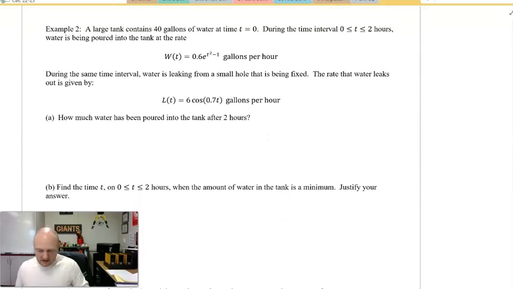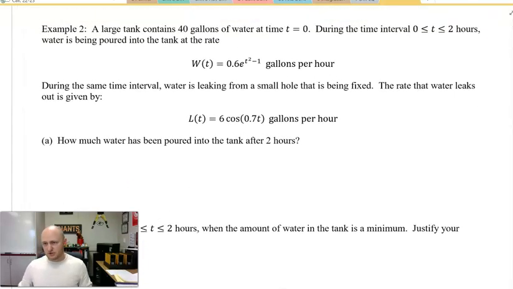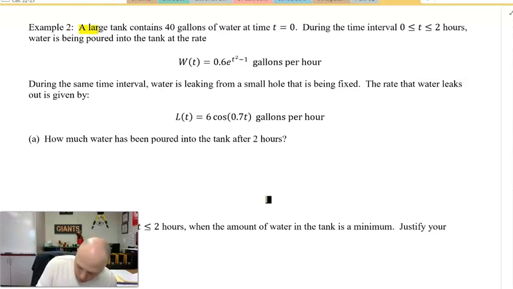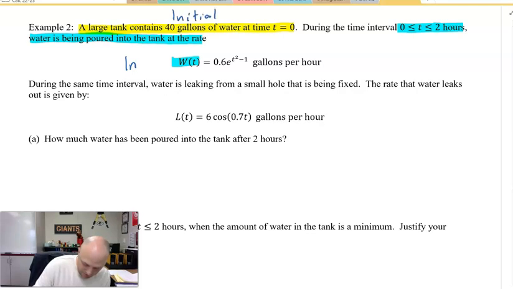Let's look at a fresh example. So here is example number 2. They say a large tank contains 40 gallons of water at time t equals 0. There's your initial amount. During the time interval 0 to 2 hours, water is being poured into the tank at a rate of W of t. So here's in. During the same time interval, water is leaking from a small hole that's being fixed. The rate at which the water leaks out is given by L of t.